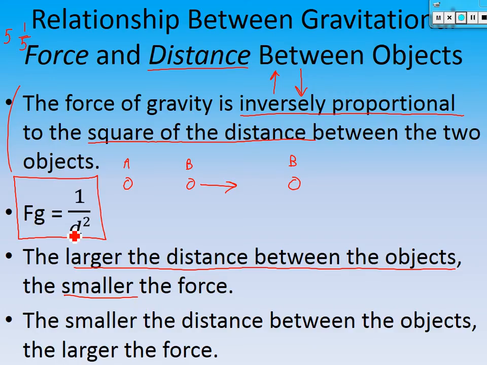And so we can actually calculate that, and that's what the rest of the lesson will be on today: how to calculate how much less it will be. We want to quantify that. Okay, let's go to this one. The smaller the distance between the objects, the larger the force. So now what if B moved closer and this was B? Now the force of gravity goes up. So as distance gets smaller, force of gravity goes up. As distance gets larger, force of gravity gets smaller. That's an inverse relationship.